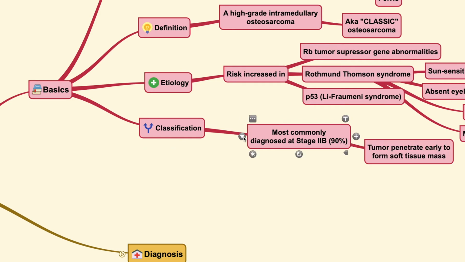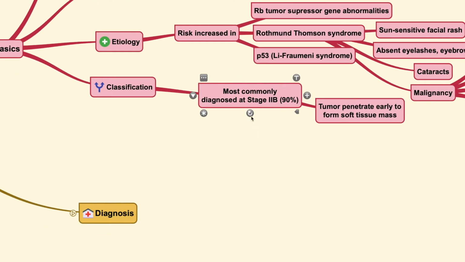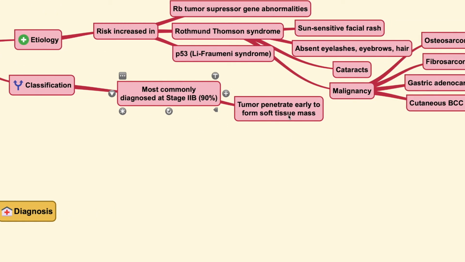And so the classification, what I mean by classification here is that usually the patient, when found, is at Enneking stage 2B. For those of you who are not familiar with the terms of the Enneking classification of sarcoma, you should check out my oncology basics video, especially part 2, where tumor staging and classification is discussed. So for the classification itself, you need to know that the tumor usually is found in stage 2B, and the tumor has a tendency to penetrate early to form soft tissue mass.